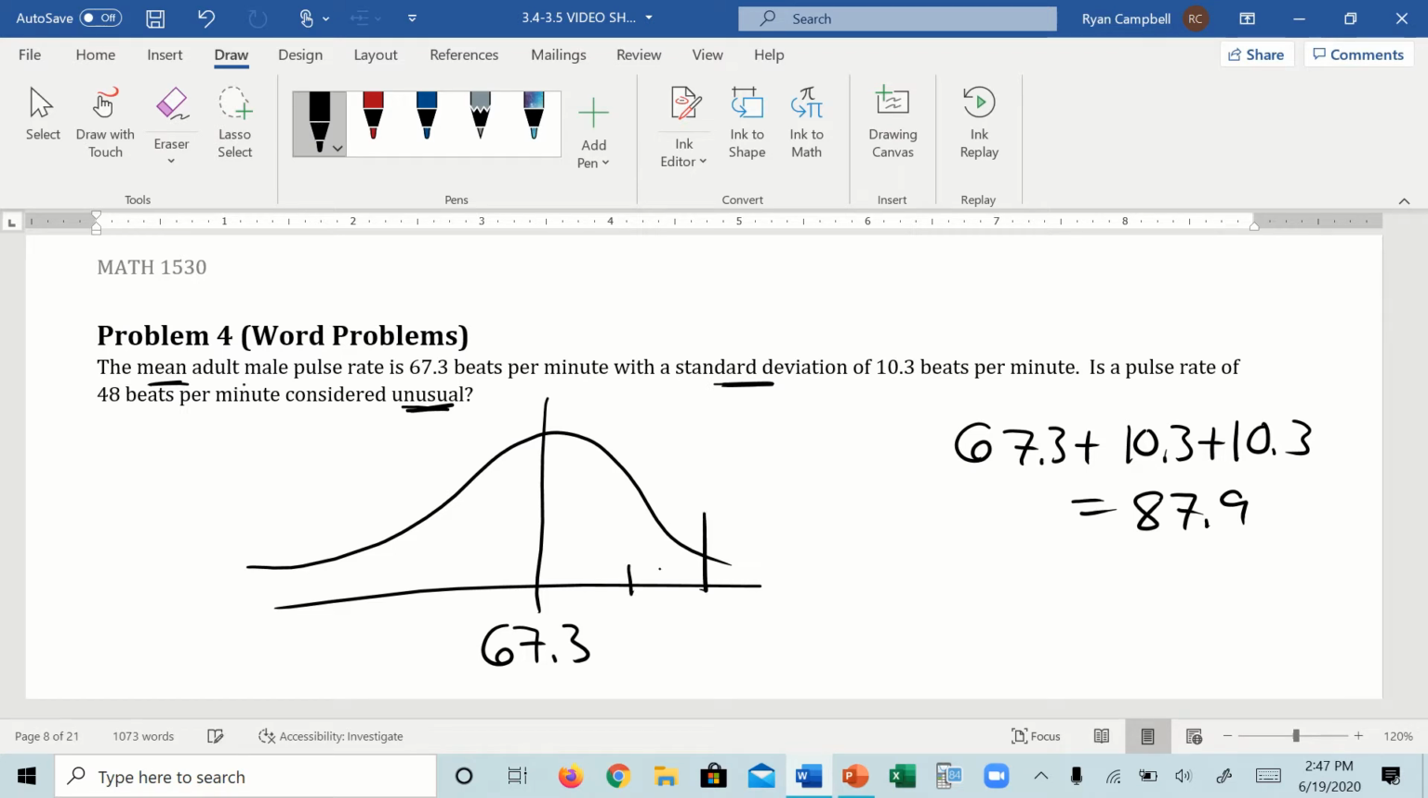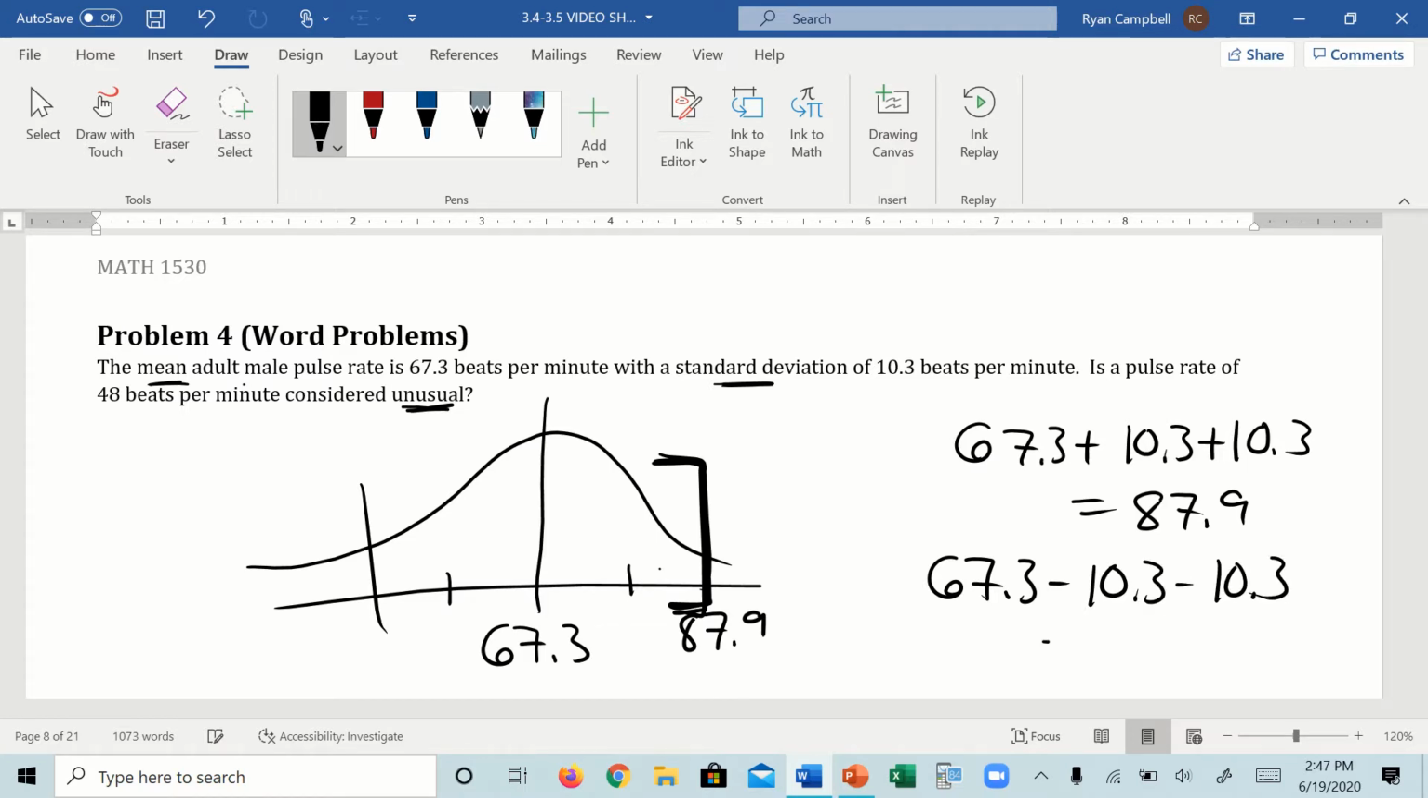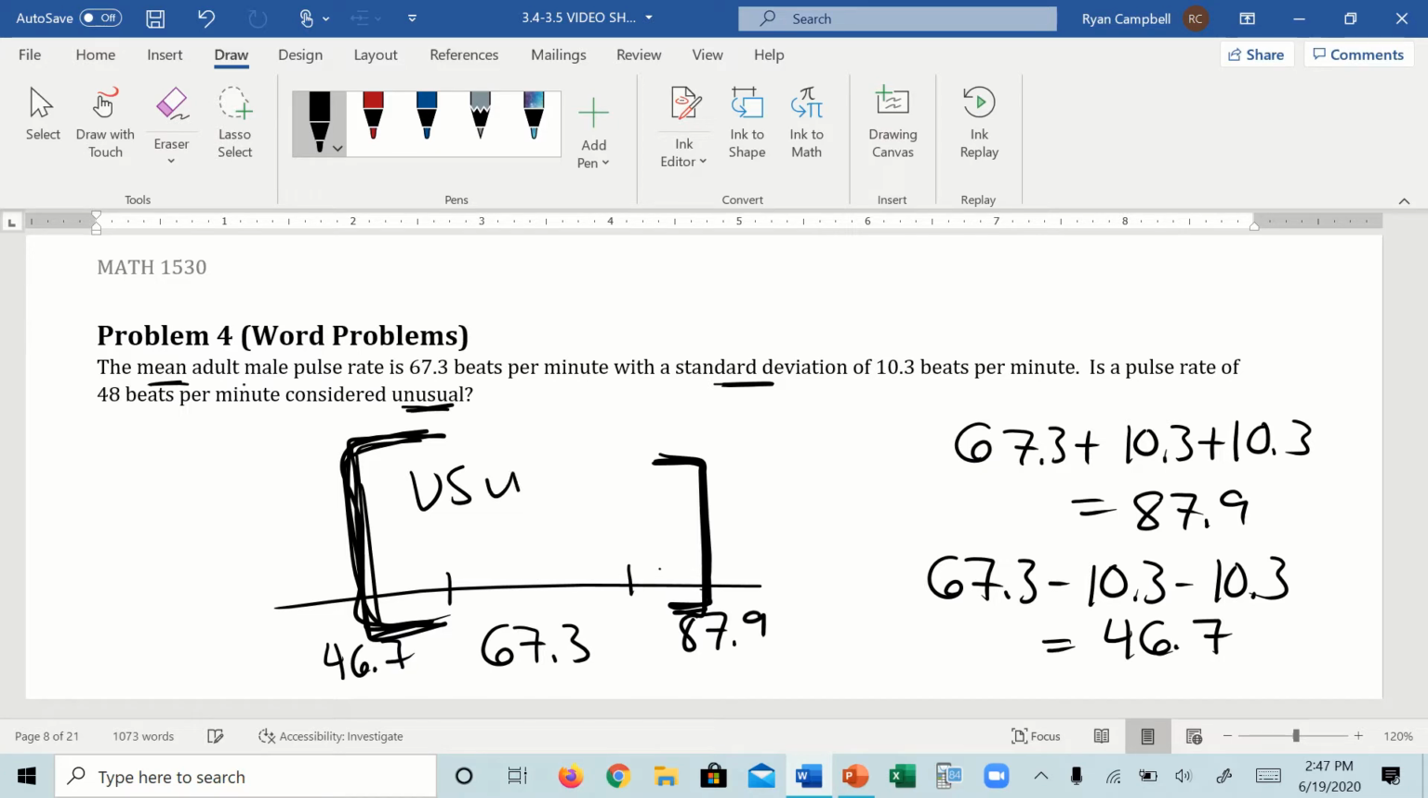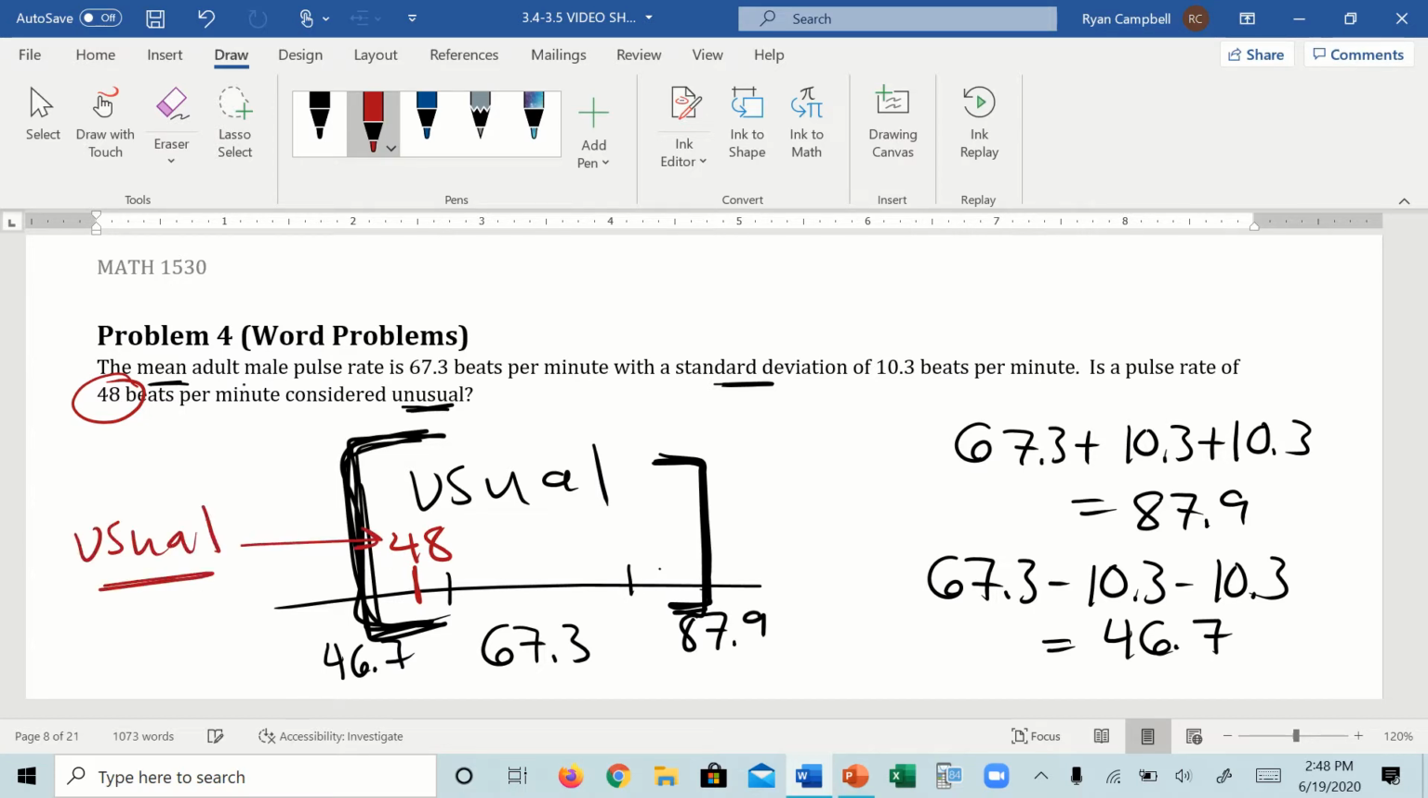So 2 standard deviations above, 87.9. And we got 2 standard deviations below, so we subtract 2 standard deviations. And when we get that, that is 46.7. So everything inside of here is considered usual. So we want to know, is a pulse rate of 48 considered unusual? Well, according to here, 48 would be inside, right? So this would be considered usual, not unusual.